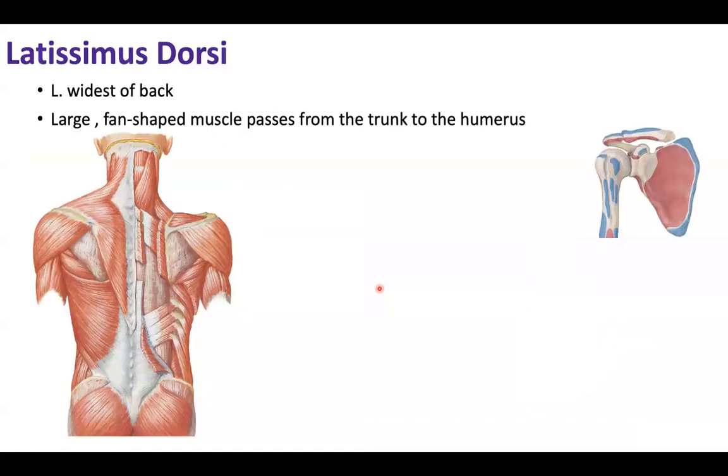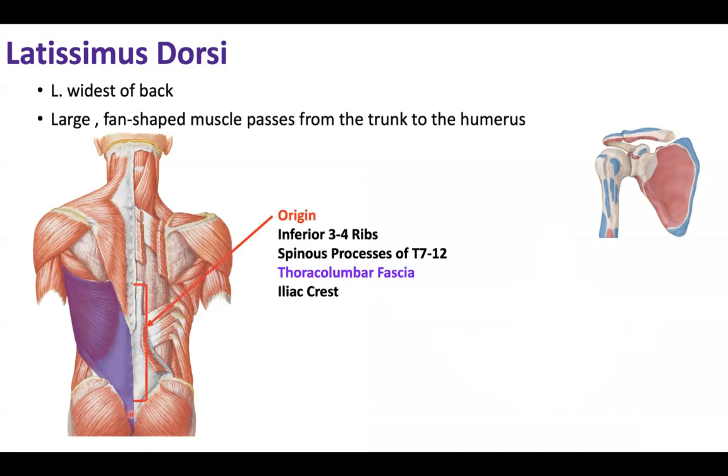The second muscle is latissimus dorsi. Latissimus means wide, and dorsi means back, so it's the widest muscle of the back. As you see here, it covers a large area. This muscle originates from the last 3 or 4 ribs, from the spinous processes of T7 up to T12, from the thoracolumbar fascia, and from the iliac crest. It's a wide muscle, and it originates from here up to here.